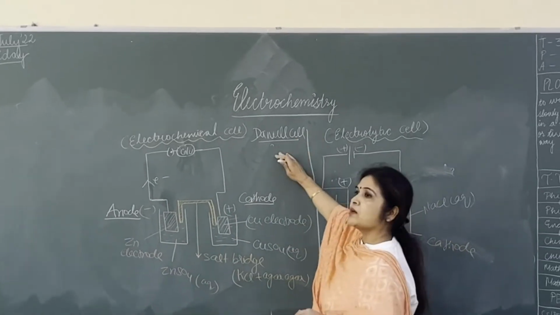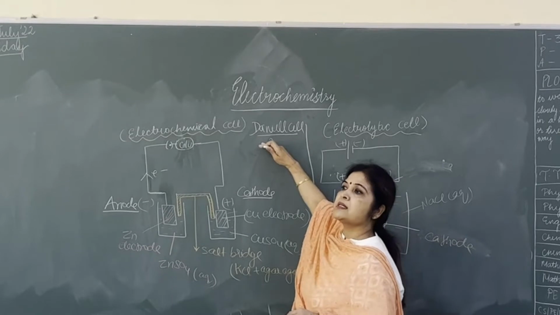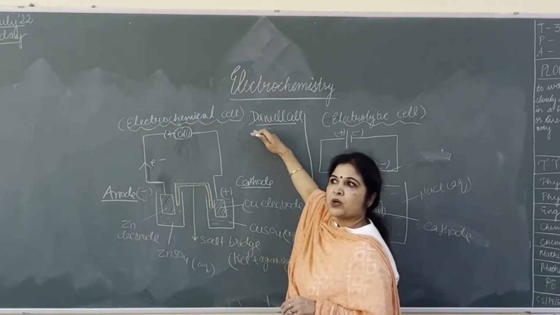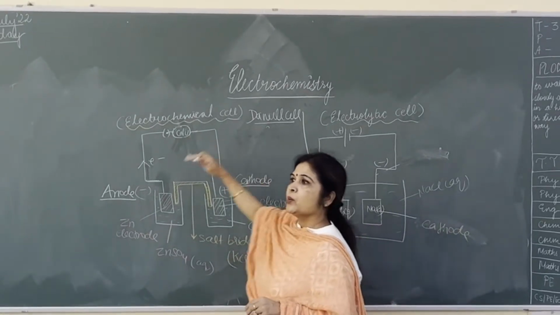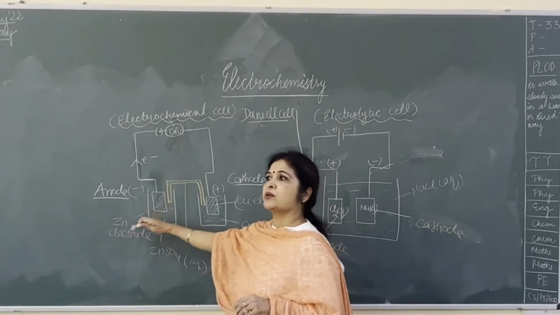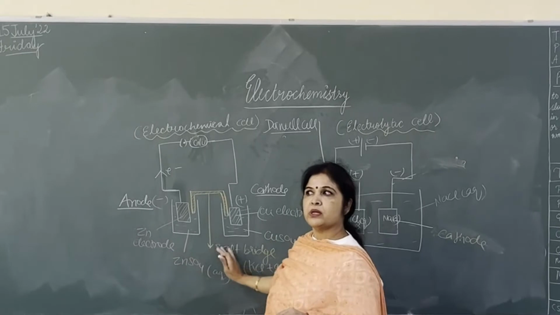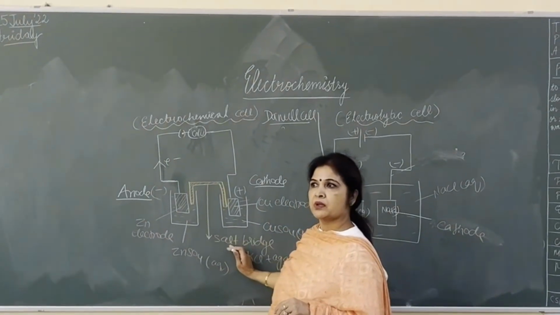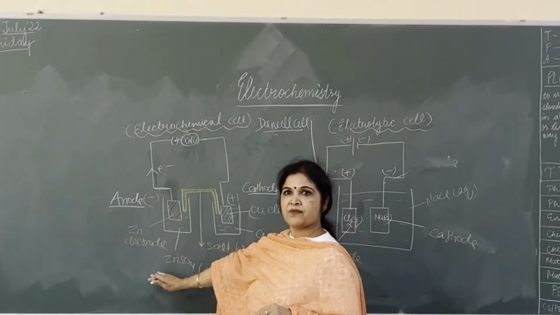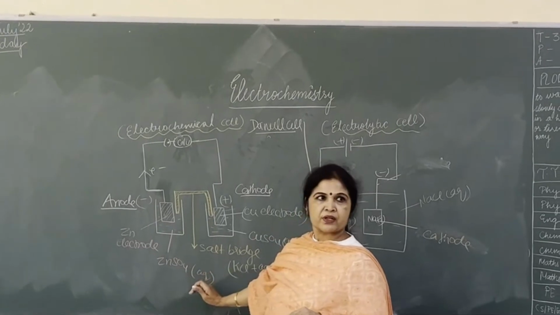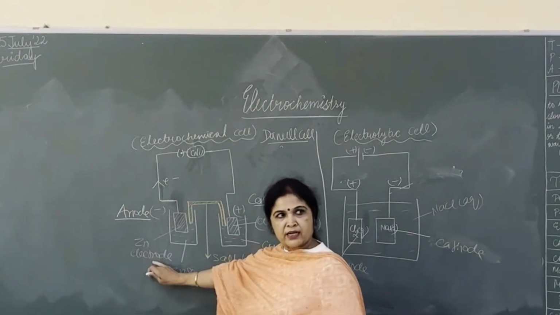Okay, and we are taking one example of an electrochemical cell, that is the Daniell cell. What is the Daniell cell? In the Daniell cell, we take two electrodes and these electrodes are dipped into their respective electrolytes. What are the two electrodes? Zinc and copper. And zinc is dipped into zinc sulfate, copper dipped into copper sulfate. So the electrode and electrolyte.